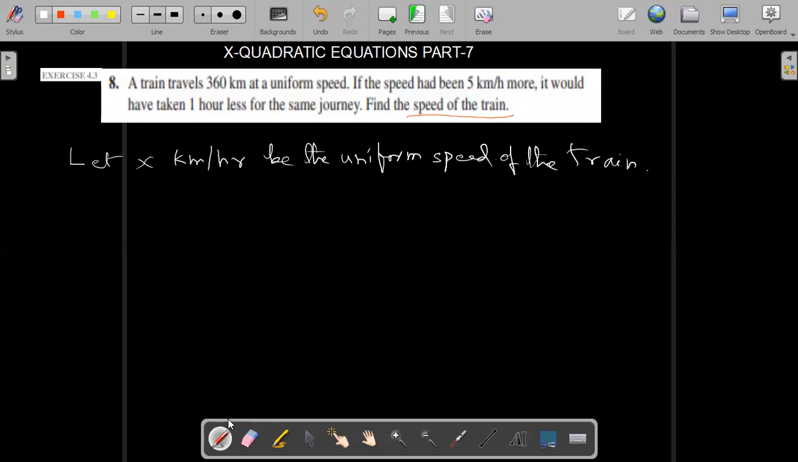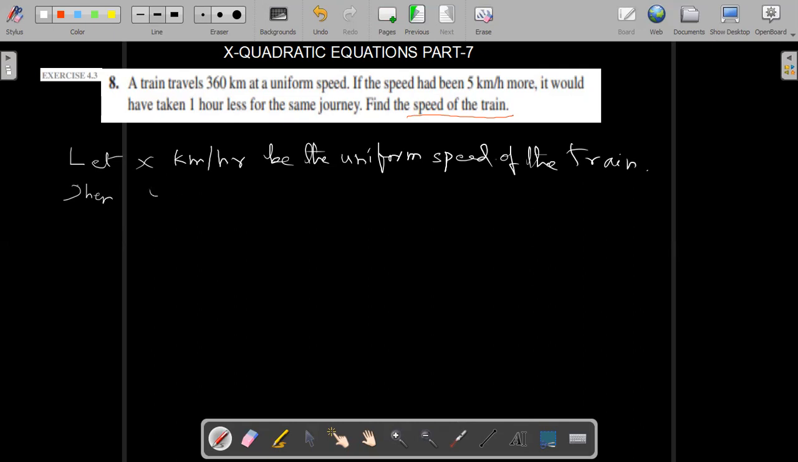Got it? Now, uniform speed means the speed which is fixed for the train. Uniform means equal distances traveled in equal intervals of time. If it goes with uniform speed and travels 360 kilometers, what will be the time taken to cover 360 kilometers?